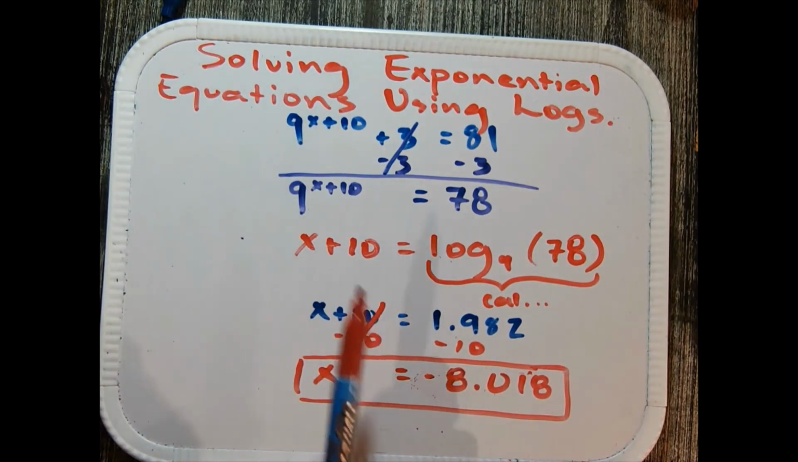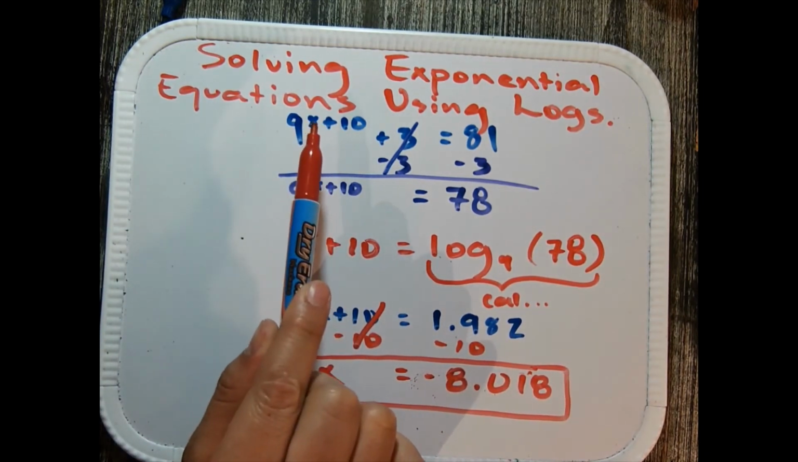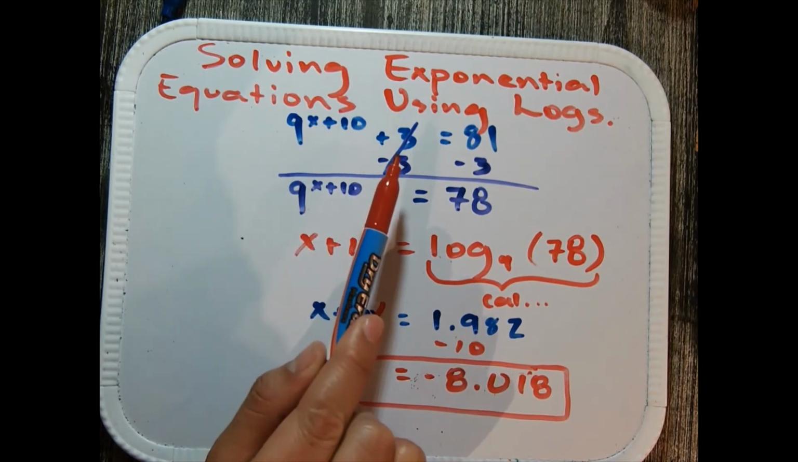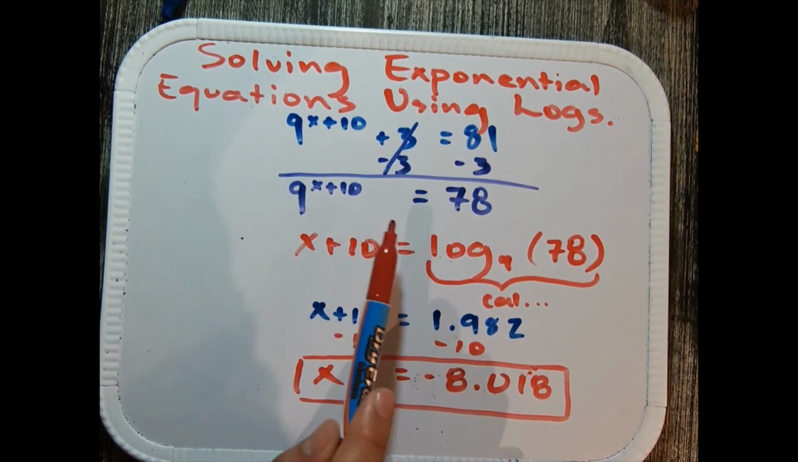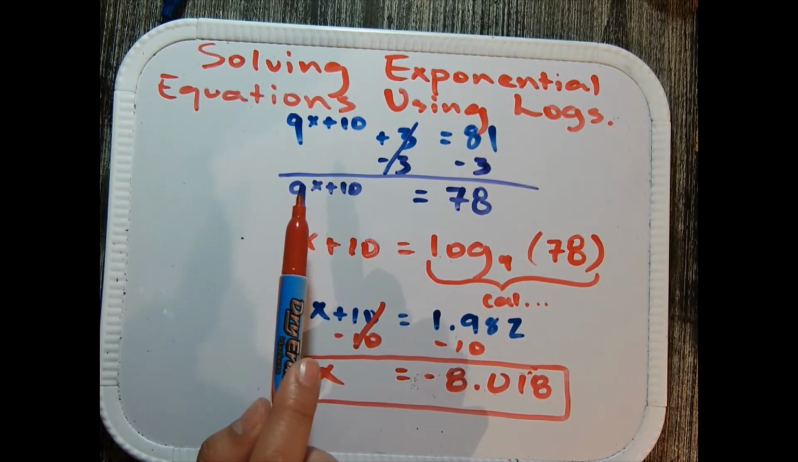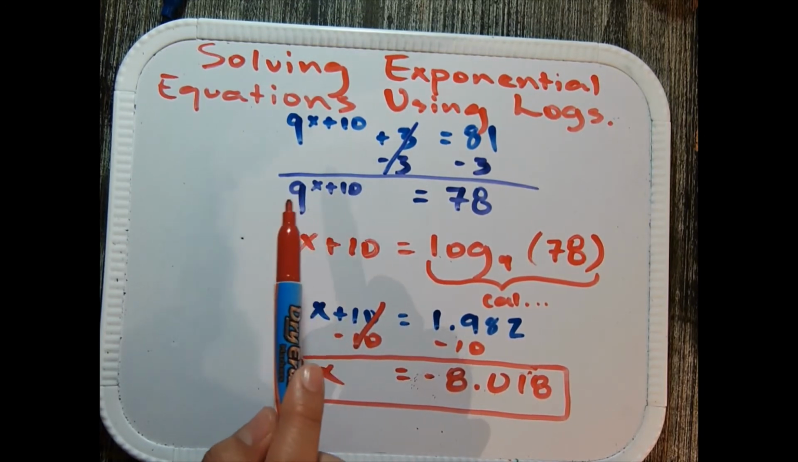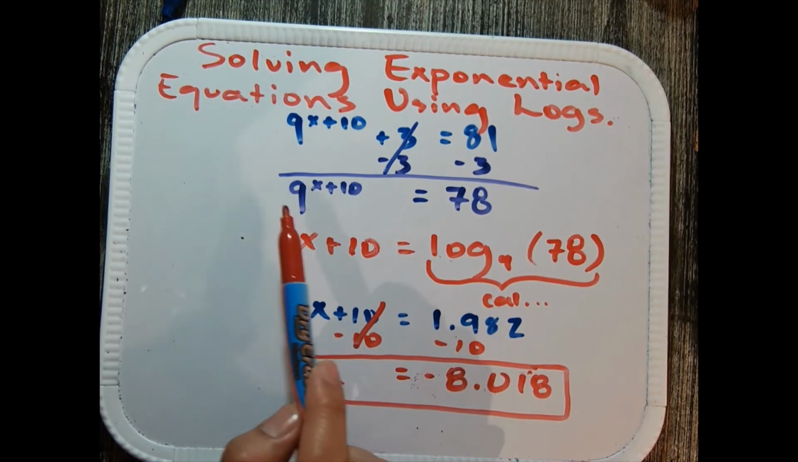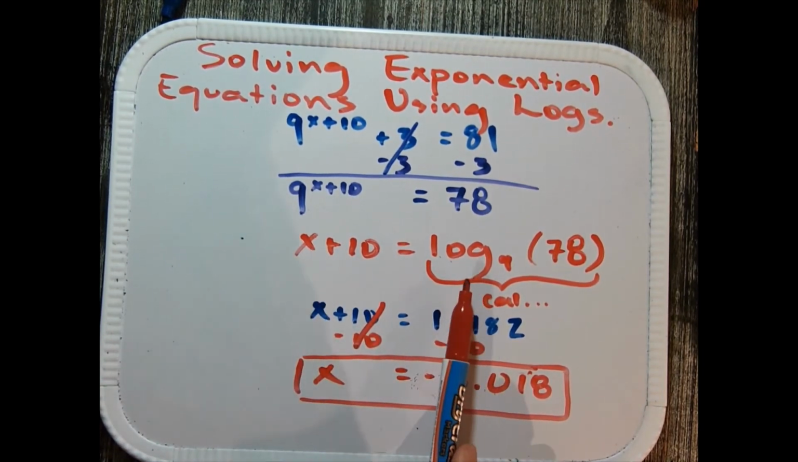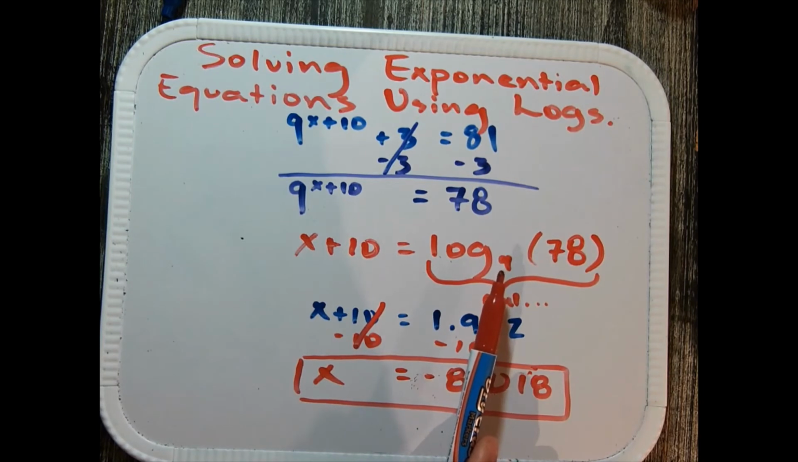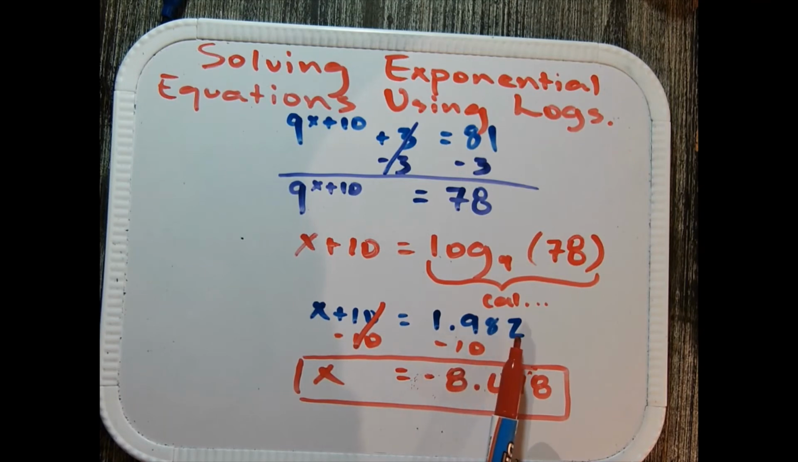So that is the value of x. And again, what we wanted to do from the beginning is get x by itself. So I had to get rid of that negative 3 first. Then I had to get rid of the base 9 by doing the opposite operation of an exponent, which is rewriting it as a log. Then we evaluate this part and we get about 1.982. I got rid of that positive 10 by doing the opposite, and I got x is equal to negative 8.018.